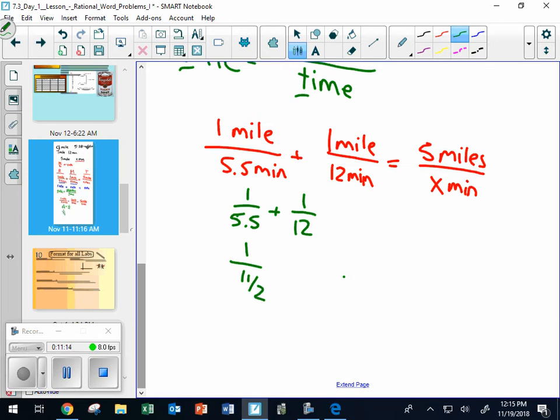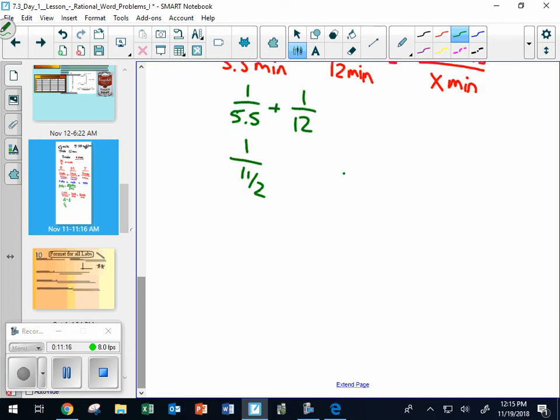How could we rewrite 1 over 11 halves as just one fraction? This just becomes 2 11ths. So all we did is we said, oh, if it's 1 over 11 halves, that's the same thing as 1 divided by 11 halves. So if you just multiply that by the reciprocal, that's the same thing as saying 1 times 2 11ths. So we got 2 11ths. So we have 2 11ths plus 1 12th.